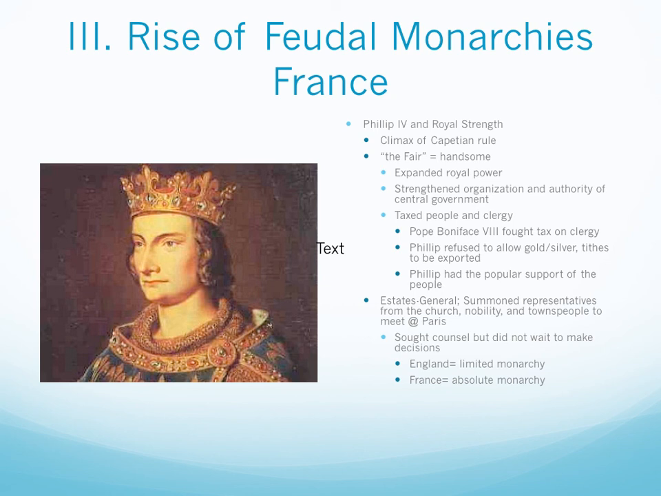So in order to help his policies become more popular, Philip decides to create an advisory body, kind of like Parliament, except that the Estates General, the group that he creates, doesn't really have as much power as Parliament. They don't have the power of the purse, and this is why France becomes an absolute monarchy while England is a limited monarchy. So he could get advice from the Estates General, but the French king didn't have to listen to them. And there was no Magna Carta in France that said that his power was limited, and that's where you get that absolute monarchy from.